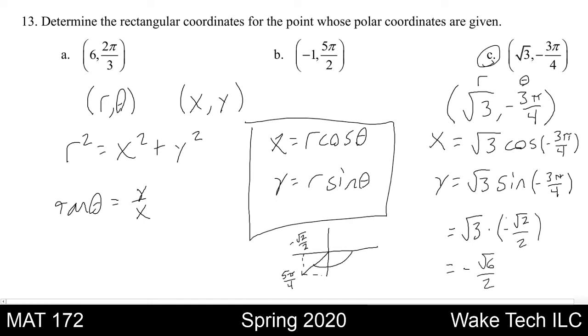Notice that when you're multiplying square roots, you can multiply their contents. That gives us the point then of negative square root of 6 over 2, negative square root of 6 over 2.